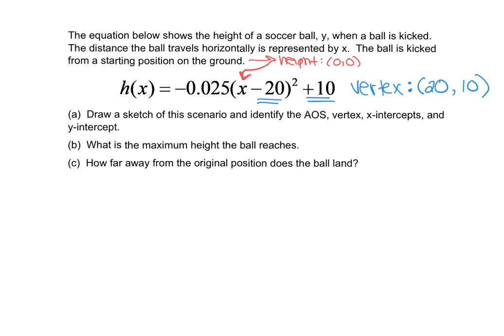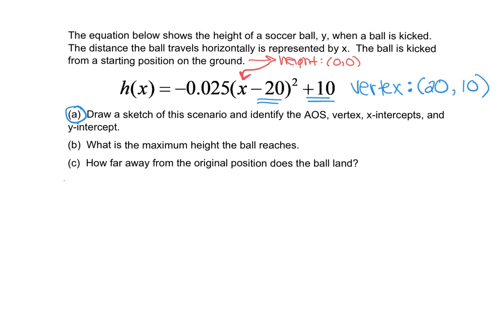I'm going to pull that information out because if it's written in vertex form, I'm going to guess that that is important. Then from here, part A says to draw a sketch of this scenario and identify the axis of symmetry, vertex, x-intercepts, and y-intercepts. So I'm going to start this process by drawing a sketch.